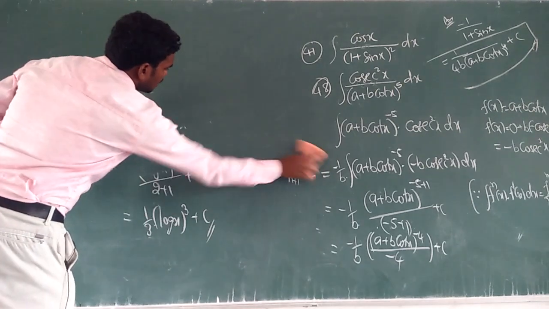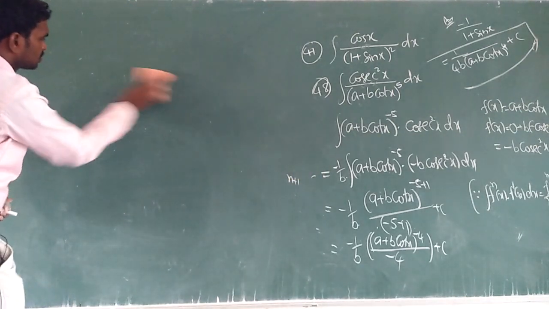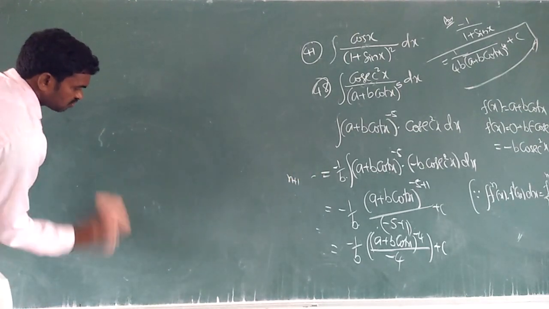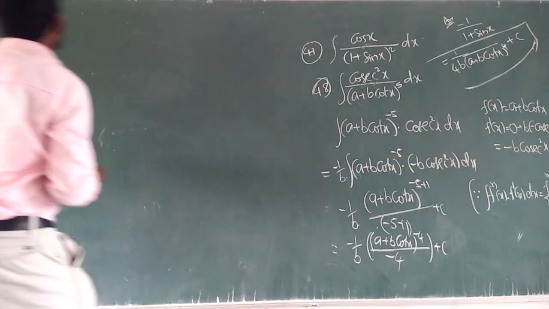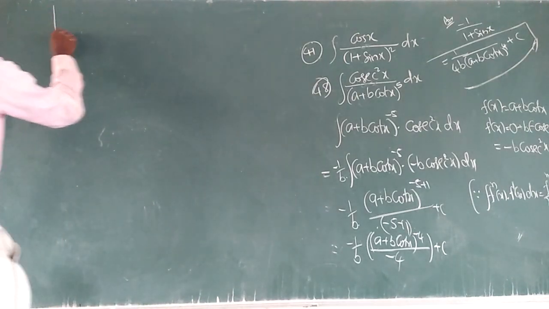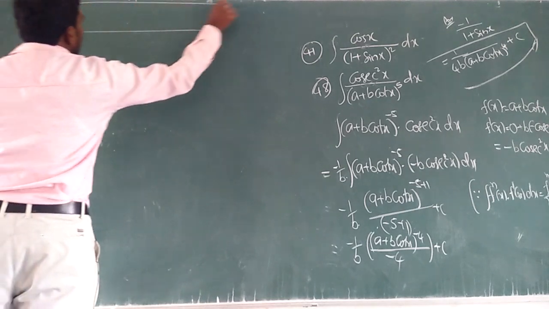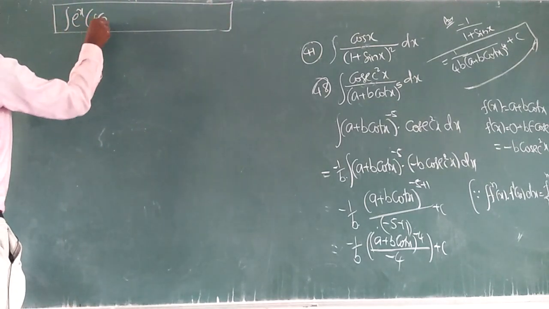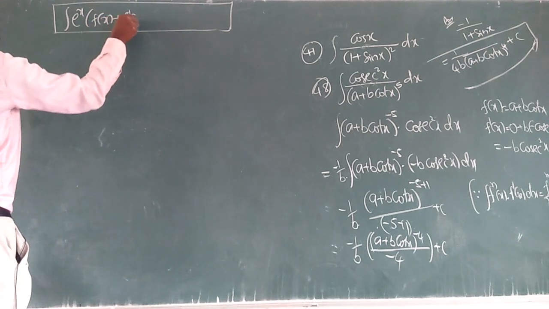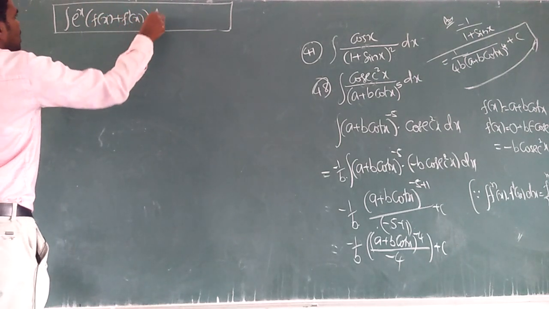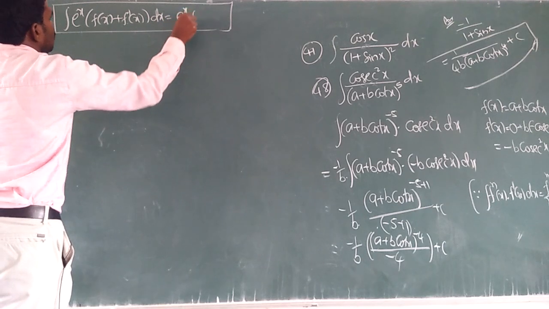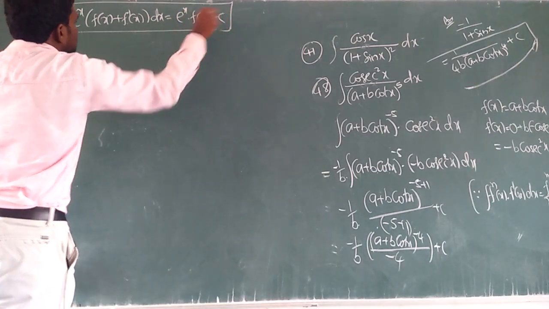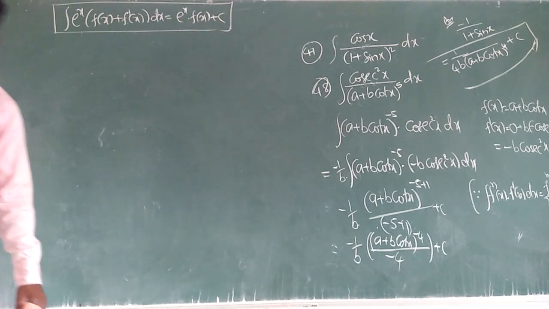I told you in the beginning of this part. Okay. Again I will repeat the formula. So the next formula is the very most important formula. Integration of e power x of f of x plus f dash of x dx is e power x into f of x plus c. So this is very most important formula.